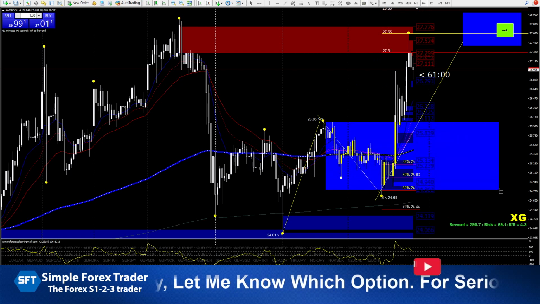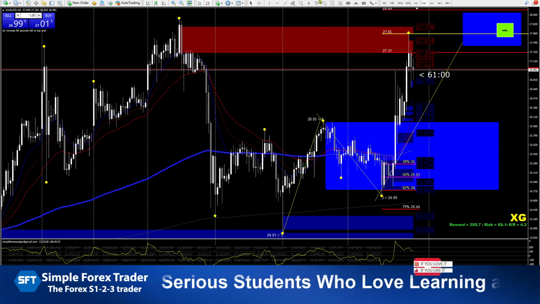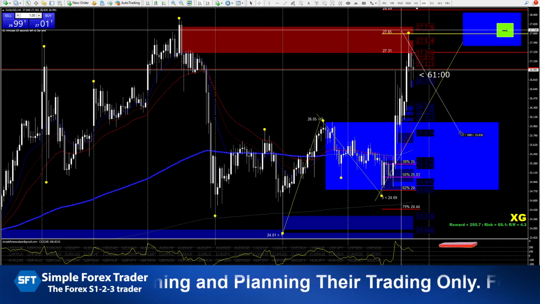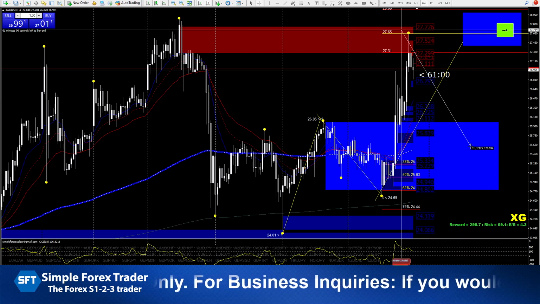Enter the trade here around 26. Any retracement down to here would be nice. So right now it's shooting up. So if it retraces down to 26 and stays within this area, enter the trade and buy silver.